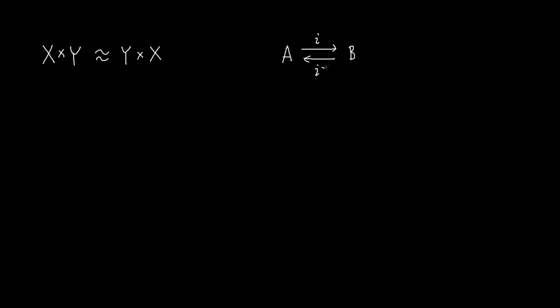So there must be something else called I minus 1, such that the composite of I with I minus 1 equals 1b, and I minus 1 composed with I equals 1a. So we're going to establish that there is an I going from x cross y to y cross x, and that there is I minus 1 going from y cross x to x cross y.